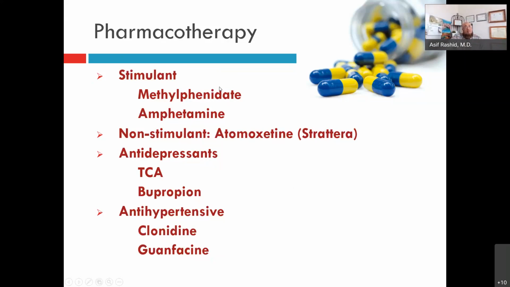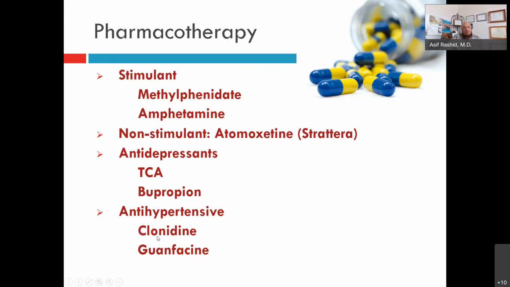So methylphenidate and amphetamine, these are two groups in stimulant medications. They've been out there for a long time. Then there is a non-stimulant, which is atomoxetine, Strattera is the brand name. And then we have second line medications. Bupropion is the most common one that I use. There's tricyclic antidepressants and antihypertensive medications.